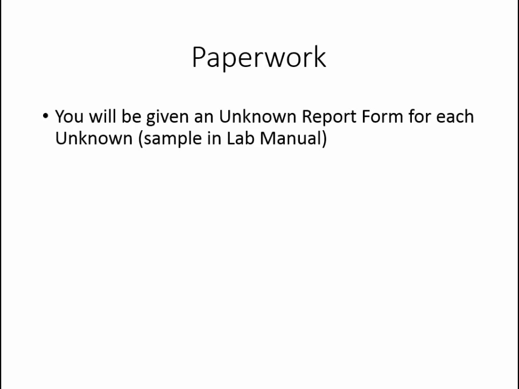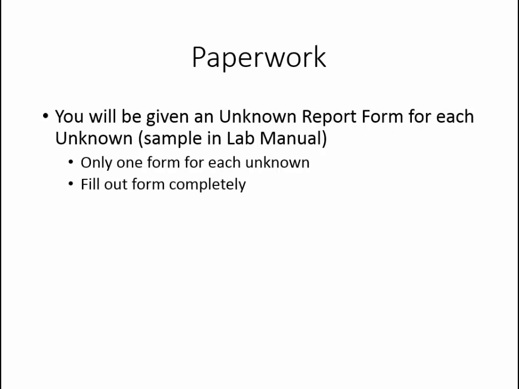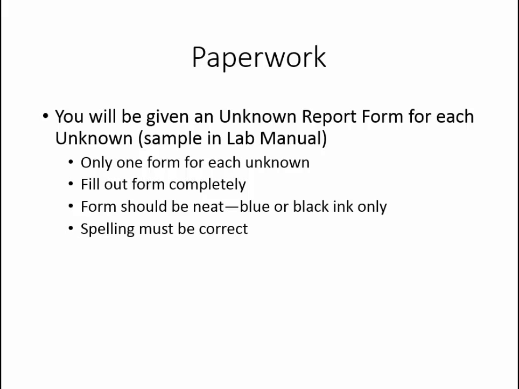You will be given an unknown report form for each unknown. There is a sample of the unknown report form in your lab manual. Only one form will be given to you for each unknown. You must fill out the form completely, and the form should be neat, using blue or black ink only. Spelling for everything must be correct. You need to learn to treat this as though it were a part of a patient's chart.